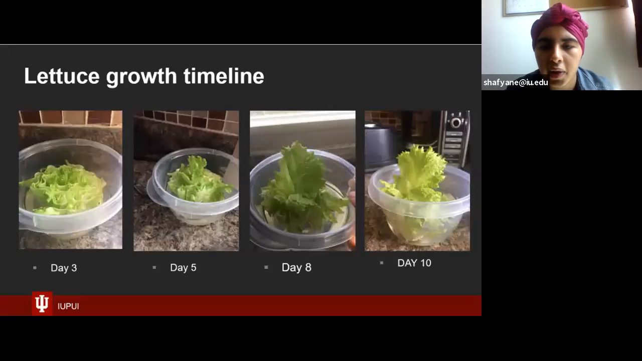When the lettuce started growing, at first I didn't notice any changes because it looked very similar to the leaves because it was starting from the heart, but it was very interesting to see it develop over time.